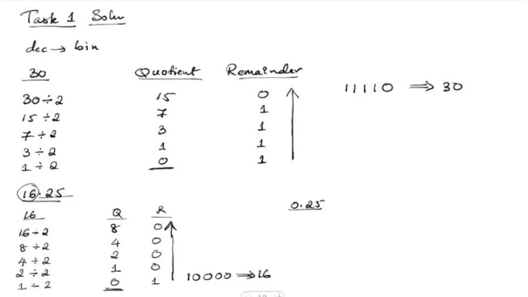0.25. And how to convert the decimal part to binary is we take the 0.25 and multiply it each time by 2. So we get here 0.5 as the answer, and we'll only take the integer part. Let me write first here. So we only write the integer part down from here.